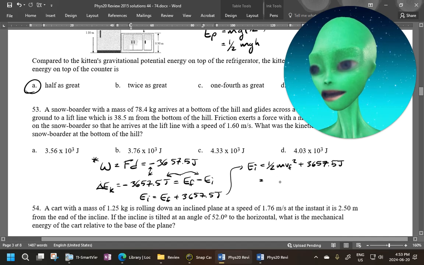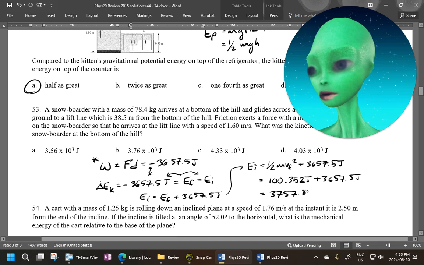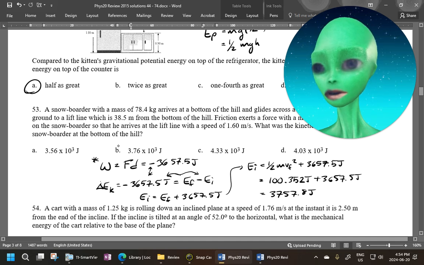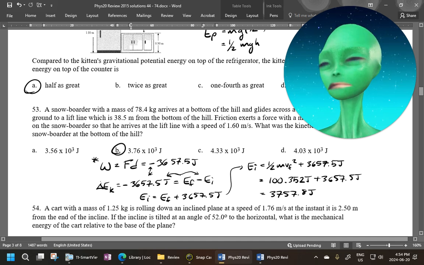So at the end, I had 100.352 joules of energy because I lost a lot of energy. So I must have started off with a lot more. So let's just add on this number. I get 3,757.8 joules of energy, which is B.